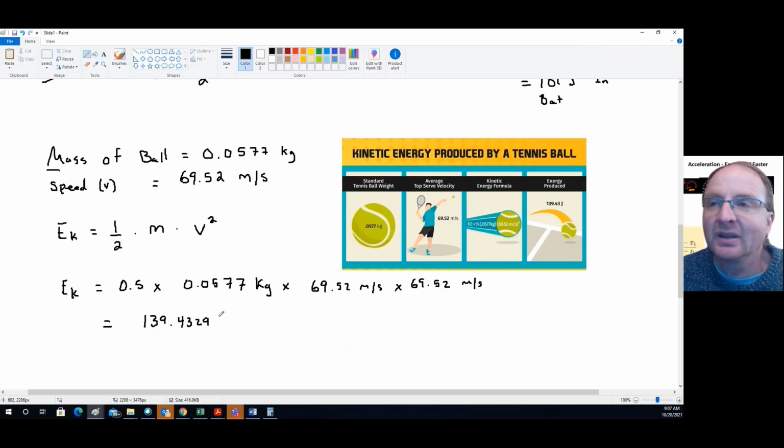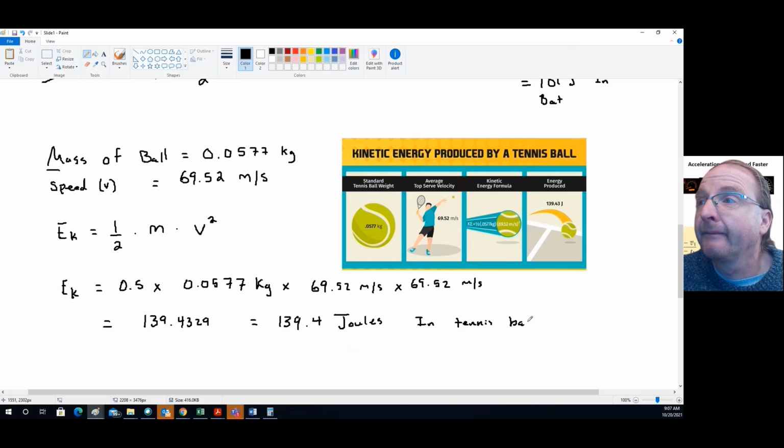139.4329. Okay. We do not need this many significant digits, but we've got 1, 2, 3, 4 there. We don't count that leading 0. So 4 significant digits, it's going to stop right there. We either round it up to 5 or down to 4. Looks like we go down to 4. 139.4 joules in the tennis ball. Wow, that's a bit more than that bat. That's a good pro player.